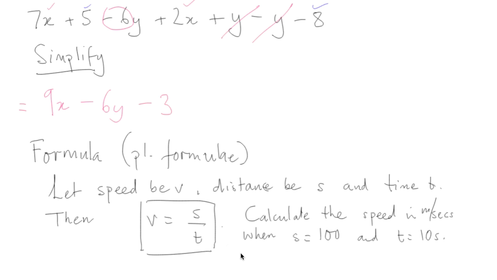Well, speed equals distance over time. I start by just repeating myself, and then I take 100 meters divided by 10 seconds. One of those zeros cancel, and I get 10 meters per second.